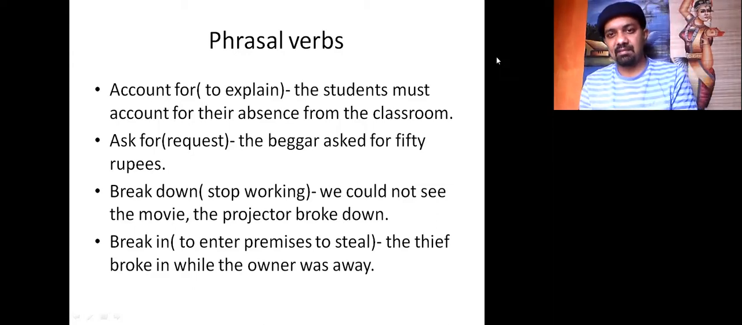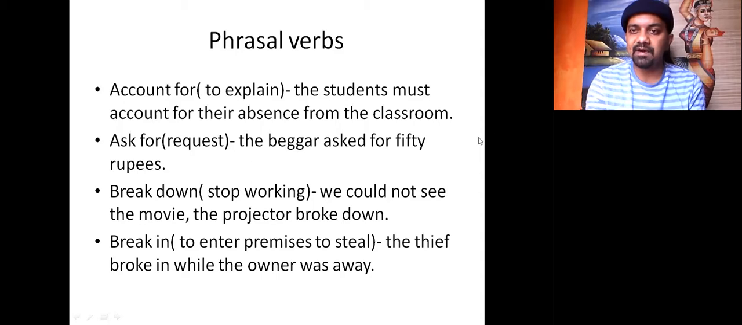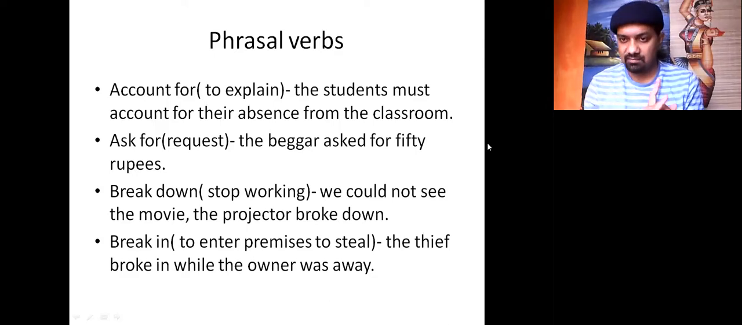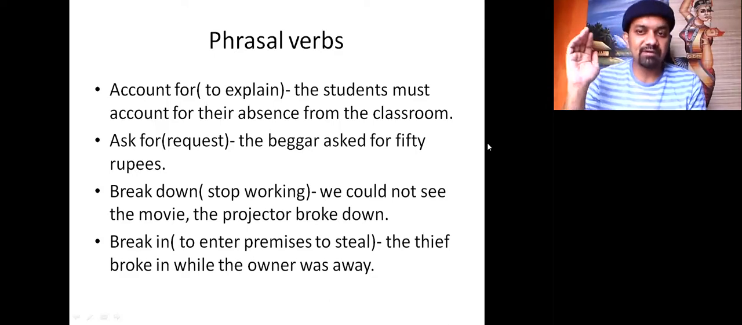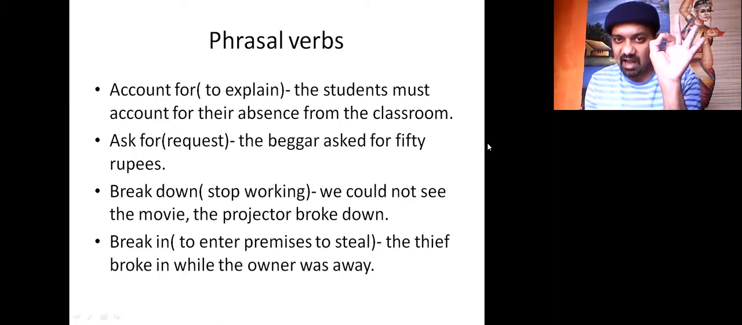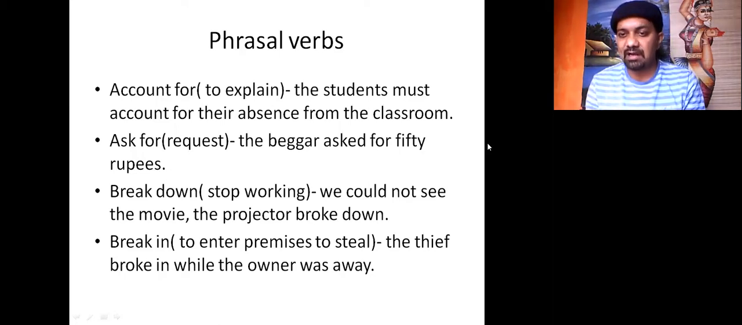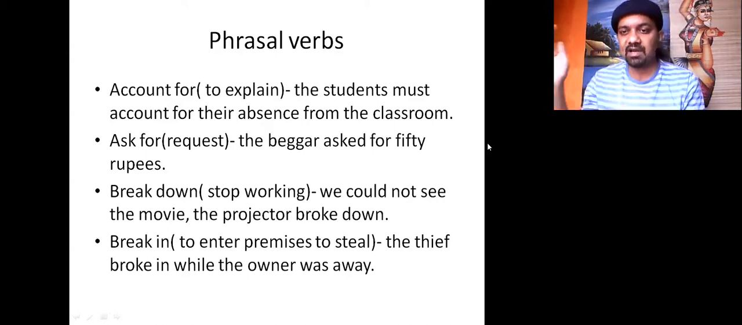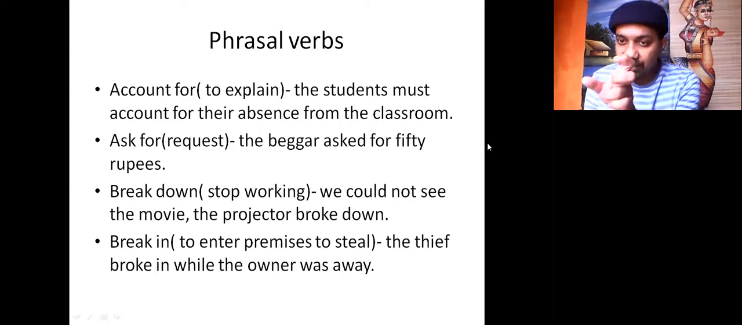Account for, for example. The meaning of this phrasal verb, account for, is to explain. Taken together, phrasal verbs always give a different meaning. For example, the students must account for their absence from the classroom. They have to explain.